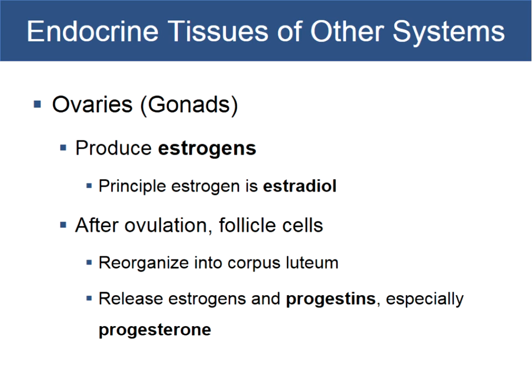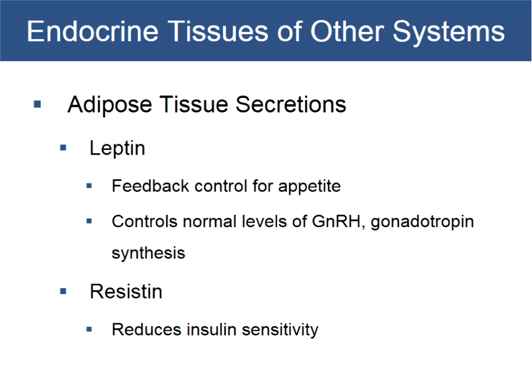Ovaries, if you're fortunate enough to have those, produce estrogens. After ovulation, the follicle cells leave kind of a scar tissue called the corpus luteum, and it makes that progesterone. And once again, we'll have a much more in-depth discussion in A&P 2.